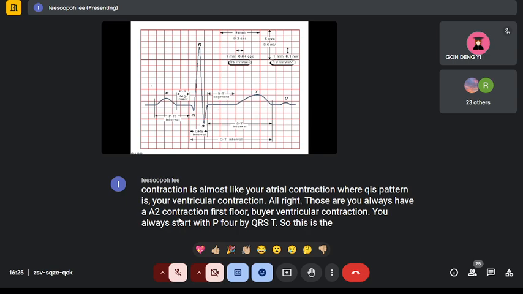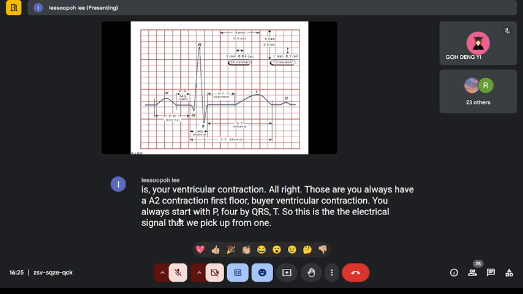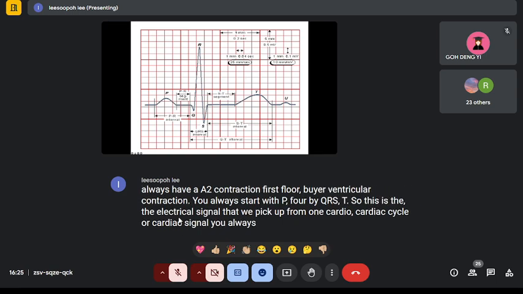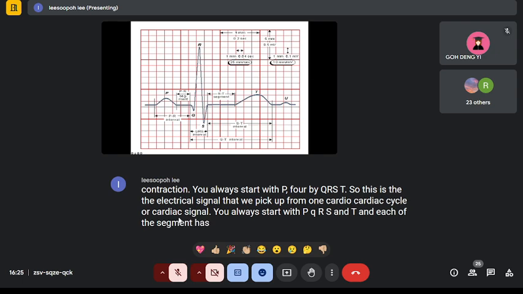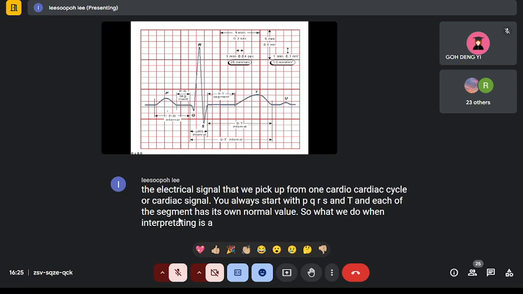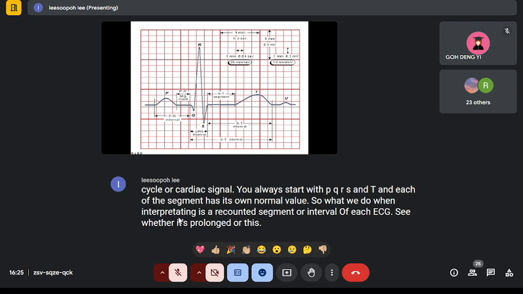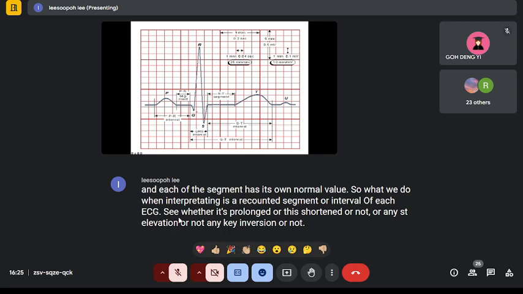So this is the electrical signal that we pick up from one cardiac cycle. You always start with P, QRS, and T, and each of the segments has its own normal value. So what we do when interpreting is we count the segment or interval of each ECG, see whether it's prolonged or shortened, whether there is any ST elevation, any T inversion. That's how we interpret the ECG.